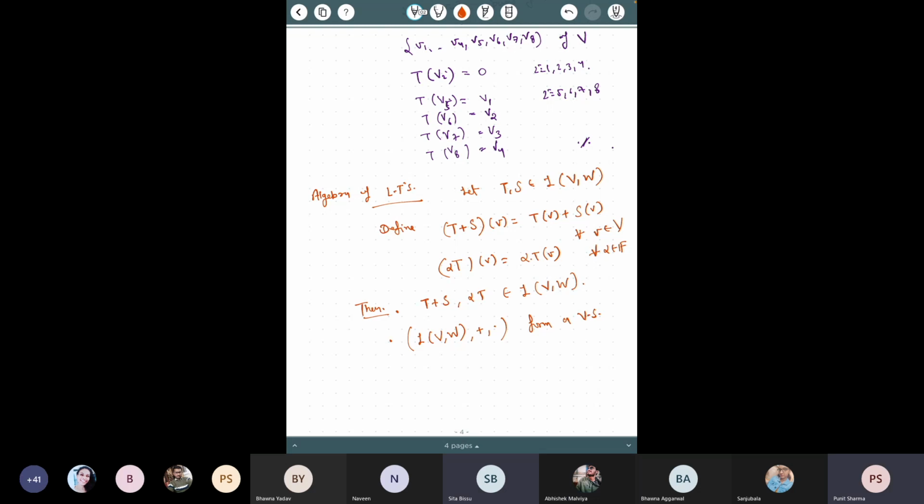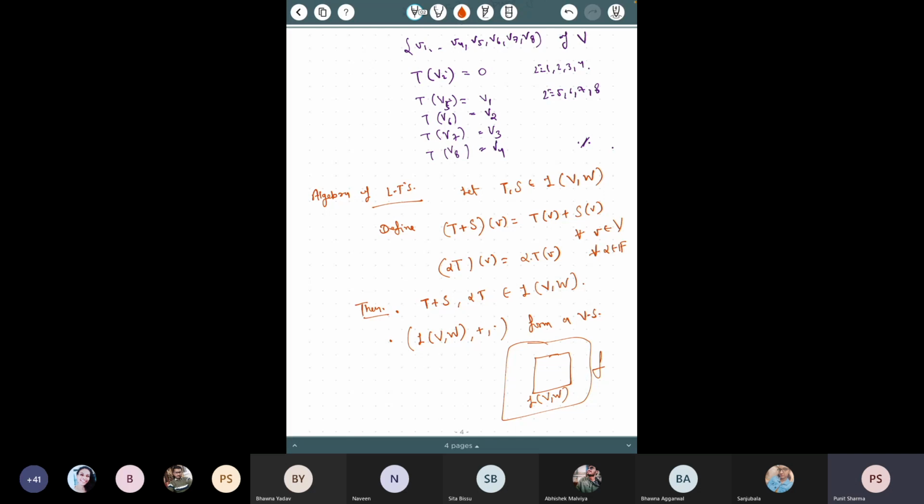Right, exactly. So you already know that these are functions. T and S are functions together with two conditions. So if we have the set of all functions, then this set is sitting inside this.